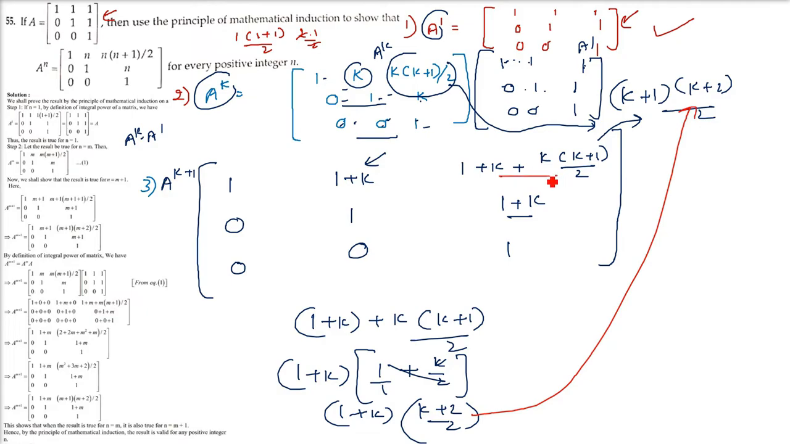So we have already proved that it is true for k plus 1 if we assume that it is true for k. This is the final answer, that this is true for every positive integer, assuming it for k and proving it for k plus 1.